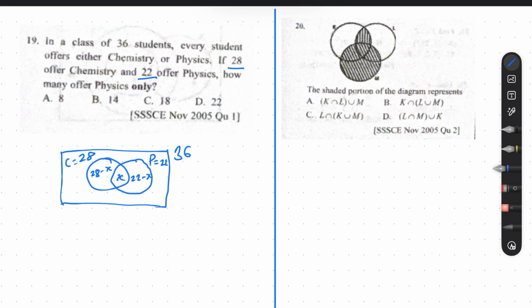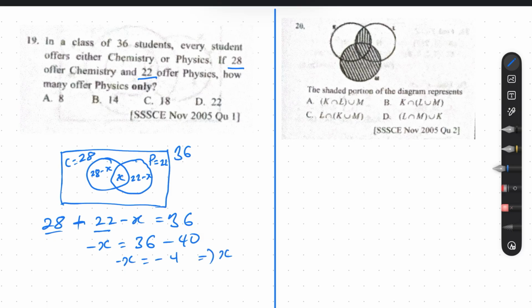So we're going to have 28 plus 22 minus x is equal to 36, right? So let's try to find x. 28 plus 22, what do you have? 40. So we have negative x is equal to 36 minus 40. So negative x gives us negative 4, thereby giving us x to be 4.